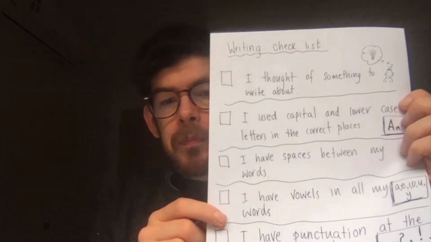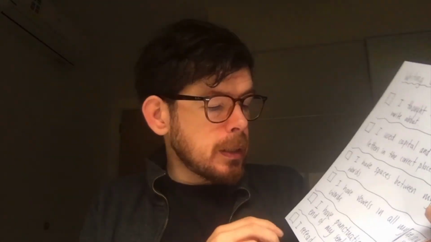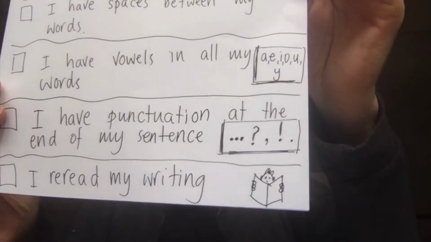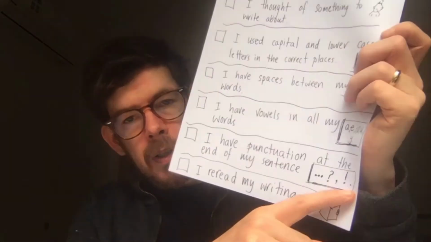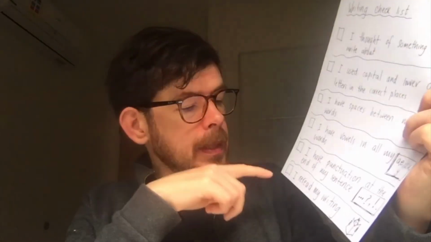There we are. And when you're rereading, you can check. I thought of something to write about. Check. I used capital and lowercase letters in the correct places. Check. I have spaces between my words. Check. If you don't, because you can go through and check, if you don't have spaces, then now's a good time to notice that and go, I can change that. I have vowels in all of my words. A, E, I, O, U, Y. It's another good thing to check. I have punctuation at the end of all my sentences. Ellipses, question mark, comma, exclamation mark, full stop, period. I reread my writing.